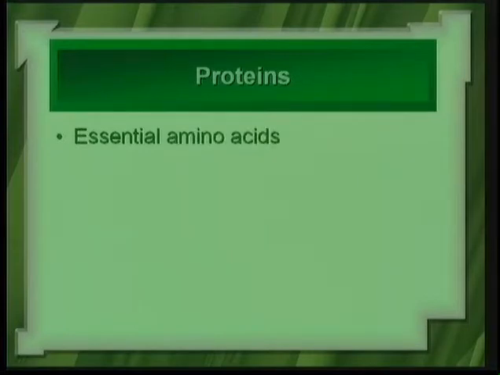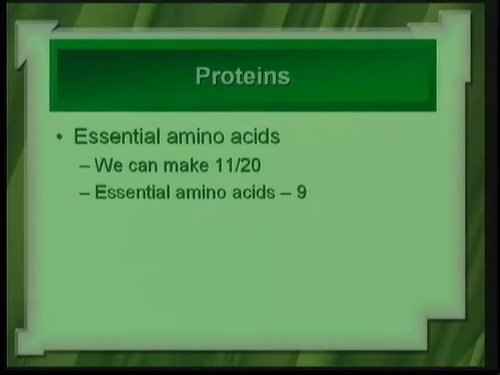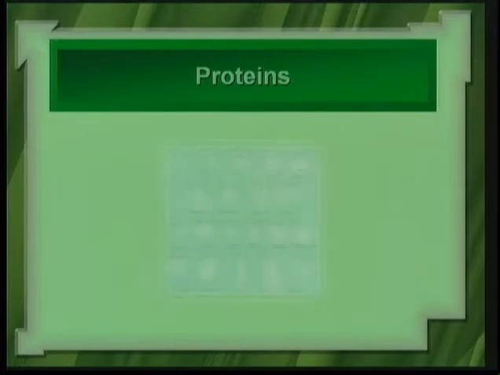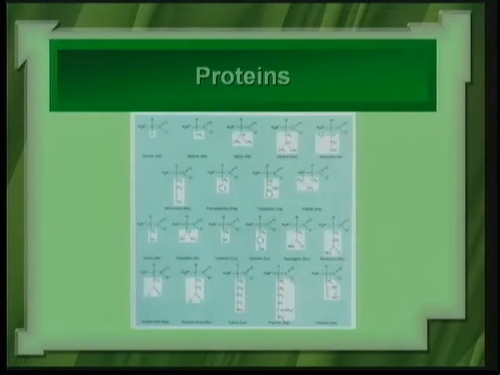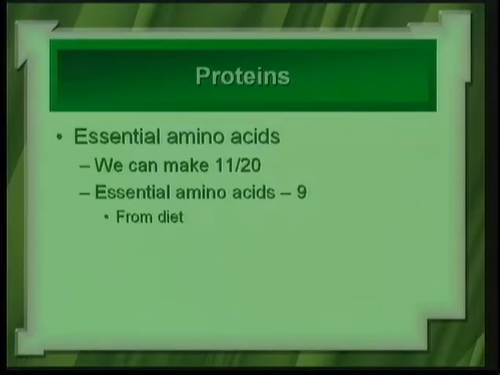Now, what we call essential amino acids. In our bodies, we can actually make 11 out of the 20 basic amino acids. So therefore, we have 9 essential amino acids. So what does essential mean? Essential amino acids actually mean that you need them in your diet. Here again, we see these amino acids. So we need to get these essential amino acids from our diet.